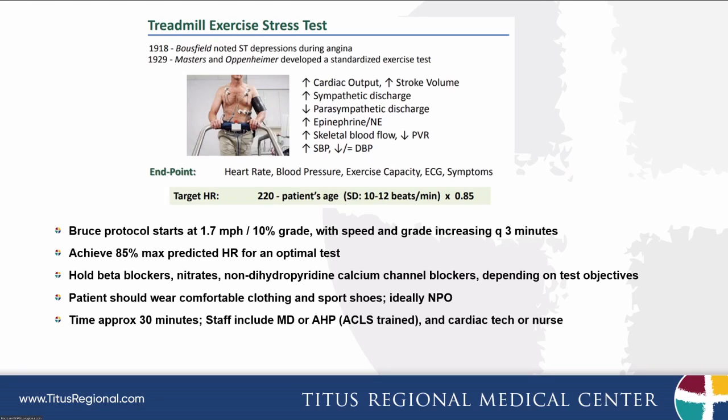Now, generally, we'll ask to hold certain medications before a stress test. For example, we would prefer to hold beta blockers, and we would prefer to hold non-dihydropyridine calcium channel blockers. Why do we hold those? Because they limit the ability to increase our heart rate and make it harder to get to that 85% maximal predicted heart rate. And we generally will hold nitrates because they may mask the ischemia that's going on that we're looking for.